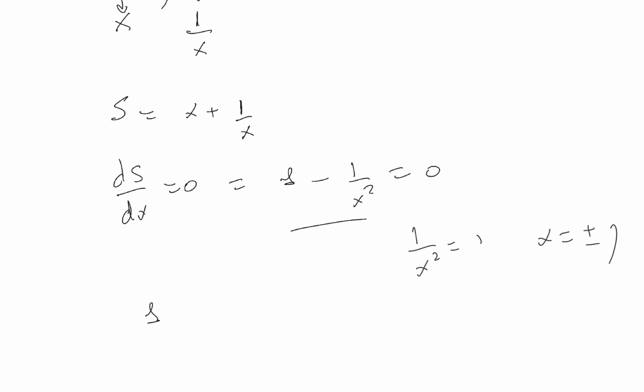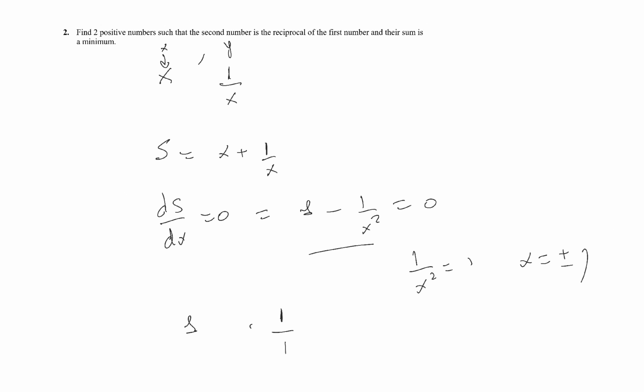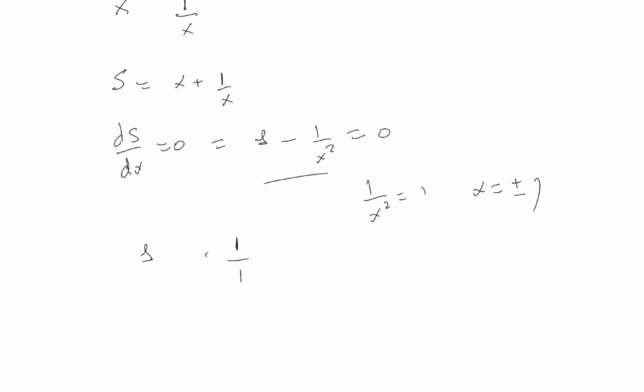So 1 equal 1, and the other number, 1 divided by 1, are two positive numbers, where one is the reciprocal of the other, 1 and 1, and the sum is the minimum. So what does it mean? The sum here will be 1 plus 1 divided by 1, that is the reciprocal. The sum will be 2.